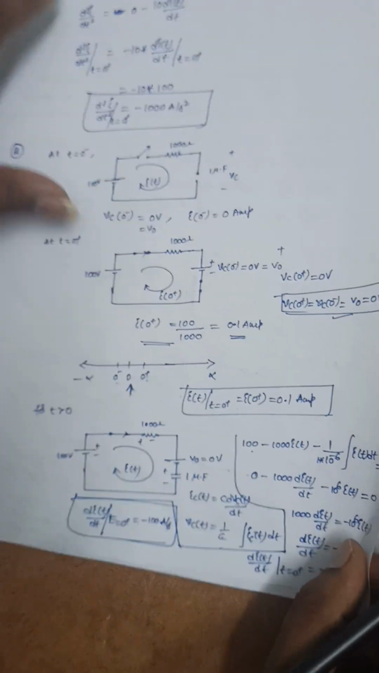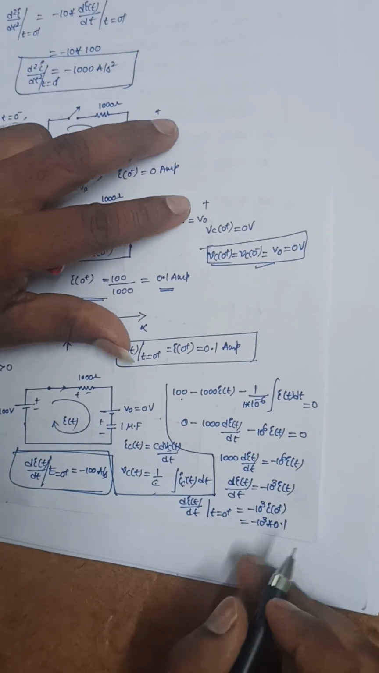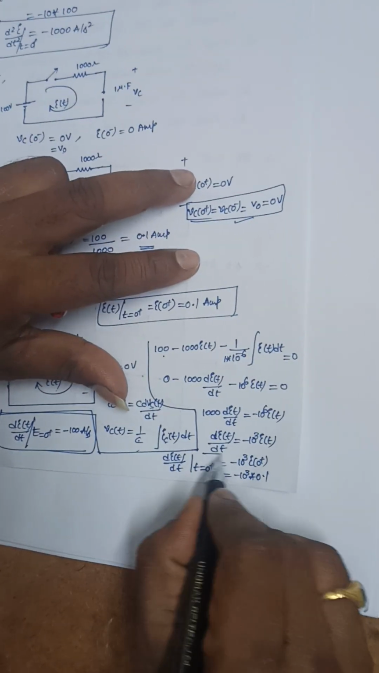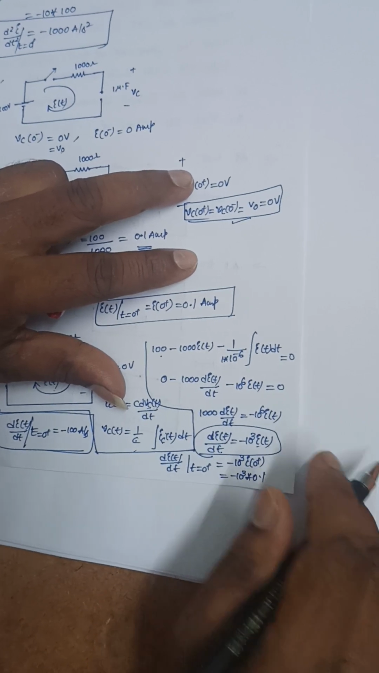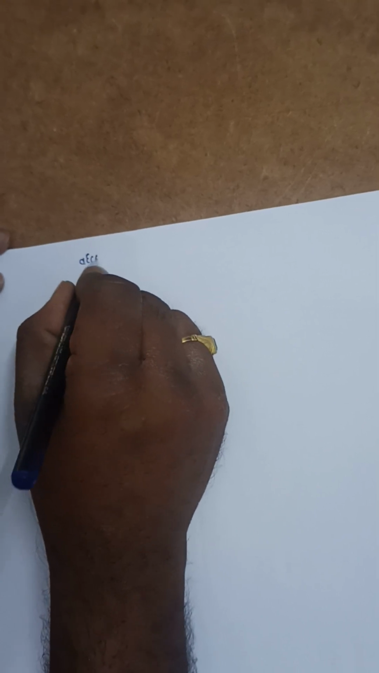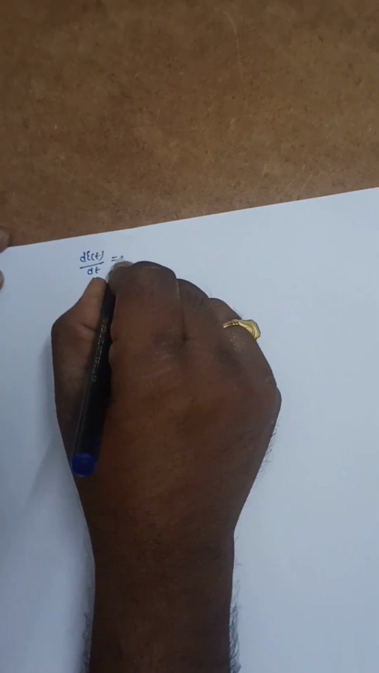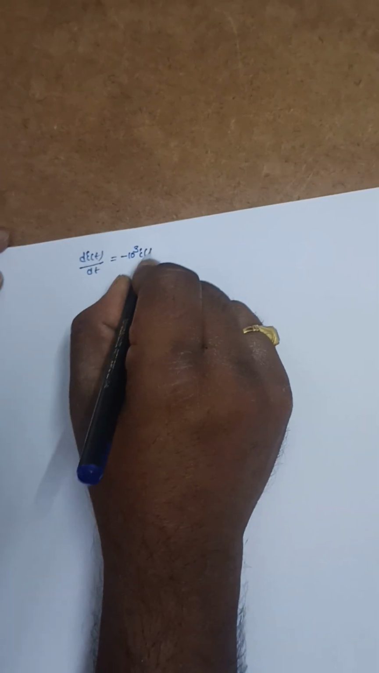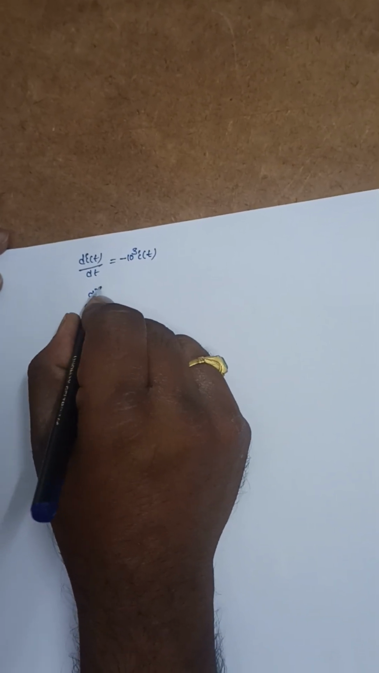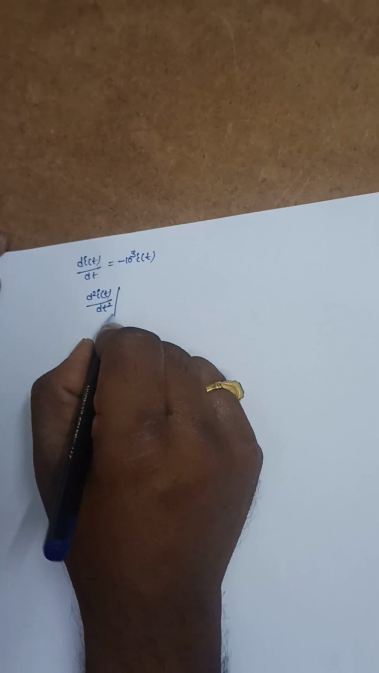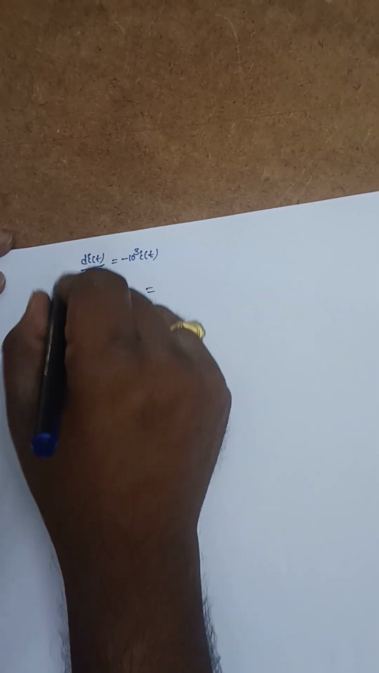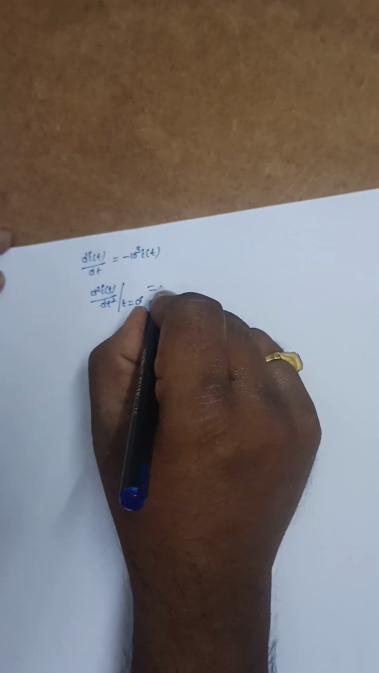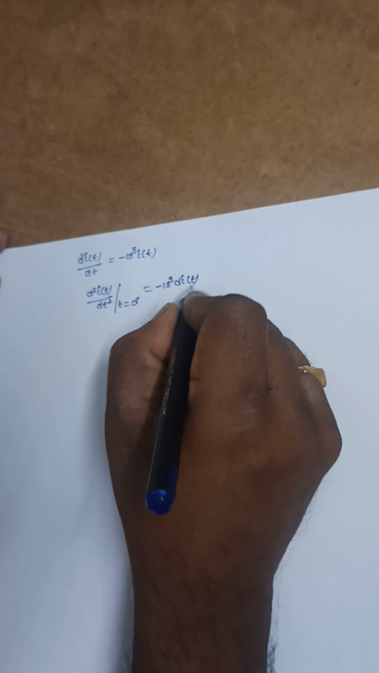Next I need to find d square I by dt square at t is equal to 0 plus. So I am using the same equation here: di of t by dt is equal to minus 10 cube into I of t. This is the expression that I got in this problem. Now I need to find d square I by dt square at t is equal to 0 plus, so I need to differentiate the above equation. So d square I by dt square is equal to minus 10 cube into di by dt.